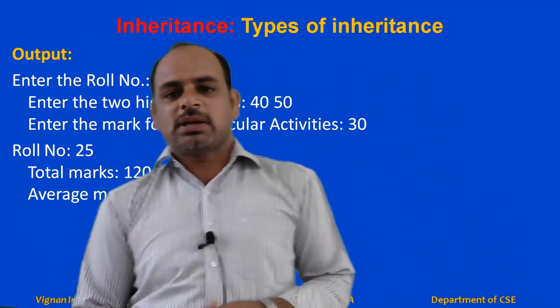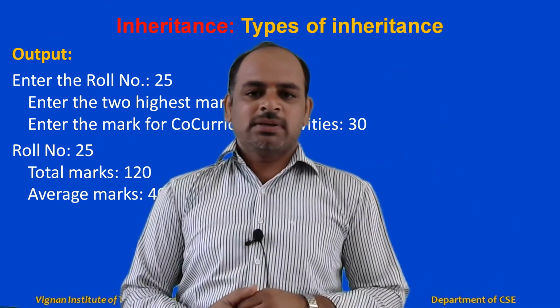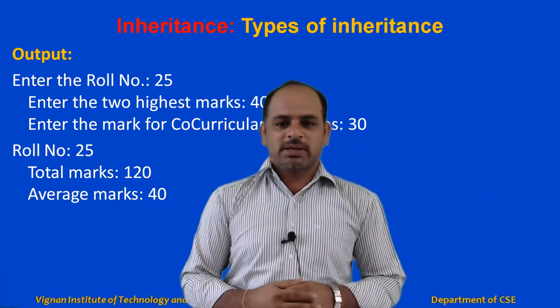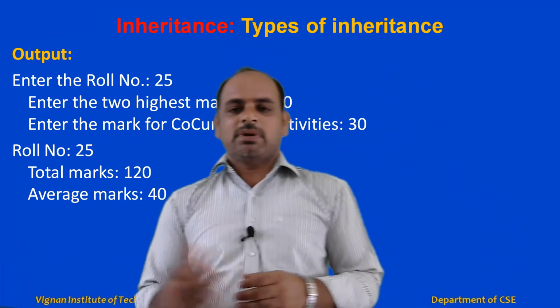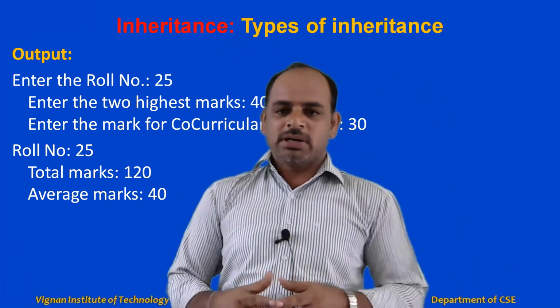So in the next class, we'll discuss the remaining three types of inheritance, right? As of now, we have discussed two types, single level and multiple inheritance. And in the next class we'll discuss multi-level inheritance, hierarchical inheritance and hybrid inheritance.